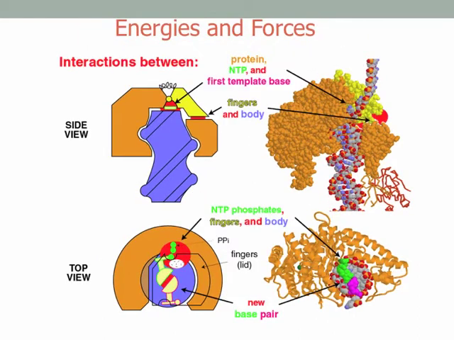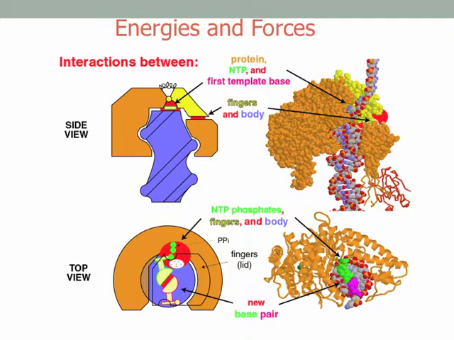Okay, so we can also look at the energies and forces that are created during the procession of the polymerase. So in other words, as the polymerase is moving down the DNA template, we can look at all of these interactions. We can look at the chemistry. We can look at the energies that are required for the chemistry to happen. We can start to study their forces. We can look at the interactions between the proteins and the NTPs, and we can look at the interactions between the finger region of the polymerase and the body. And we can do calculations, and so we can start to understand and start to study how this little molecular machine works at a physical level.